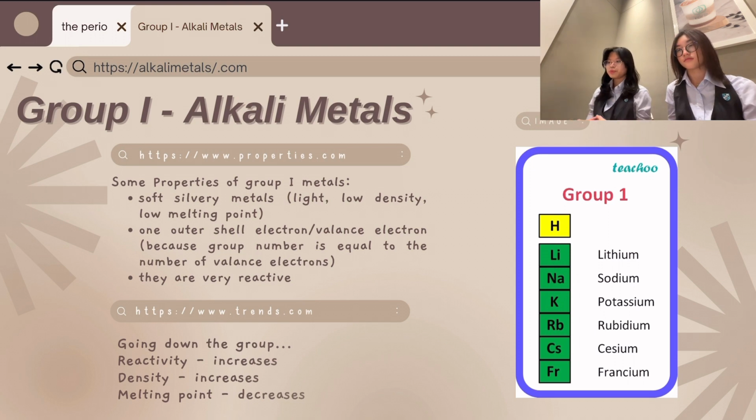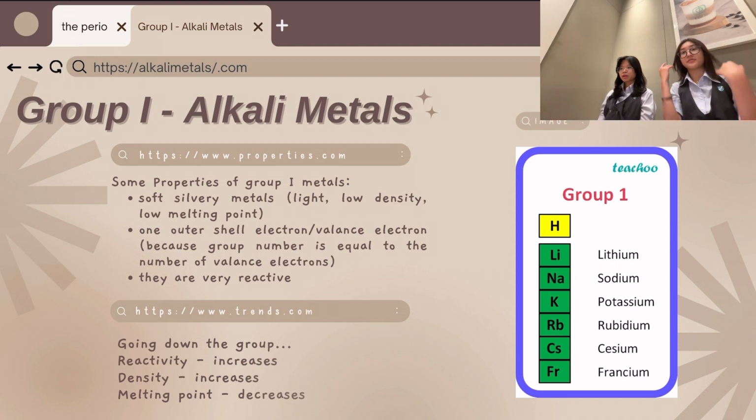So going down the group, the reactivity increases because they have more shells and the distance between the electrons and the nucleus itself gets bigger and there's less force of attraction between the outermost electron and the nucleus. So it basically is a lot easier for the electron to go to another element to react like that. So it's easier for it to lose an electron going down. Not only is the reactivity increasing going down the group, but density as well as melting points. Density increases, melting points decrease going down the group.